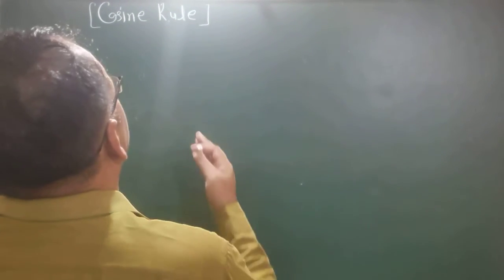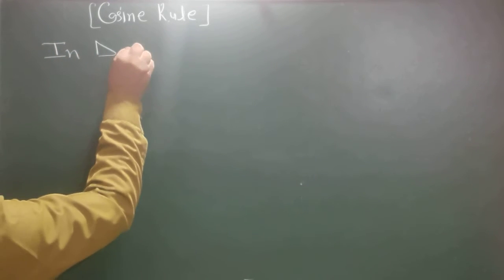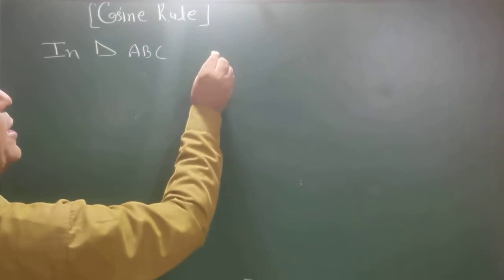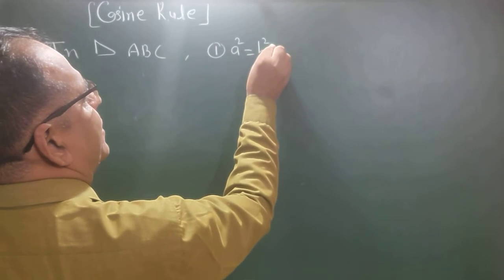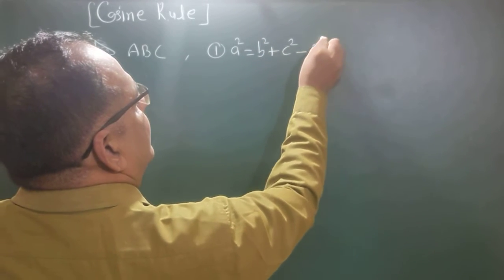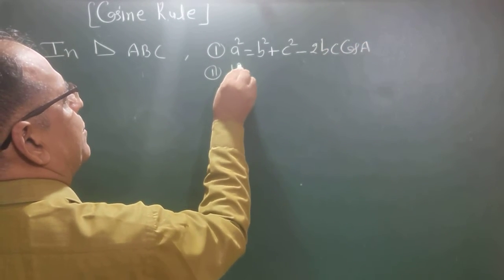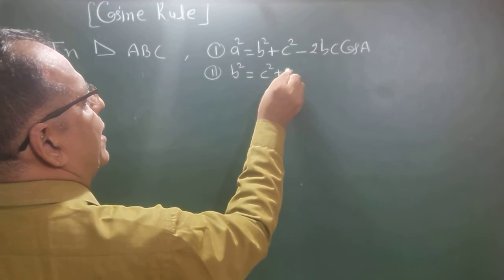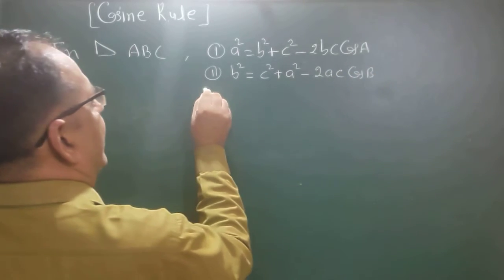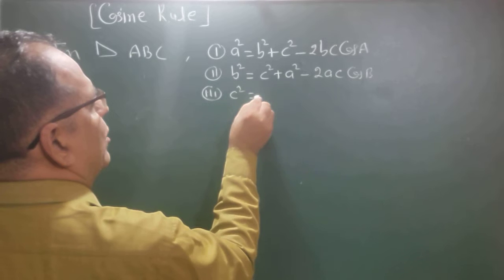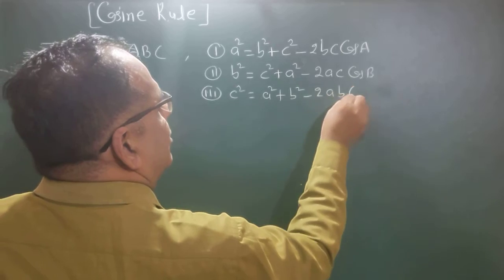So what are the cosine rules in triangle ABC? The first is a square equals b square plus c square minus 2bc cos A. Second, b square equals c square plus a square minus 2ac cos B. And third is c square equals a square plus b square minus 2ab cos C.